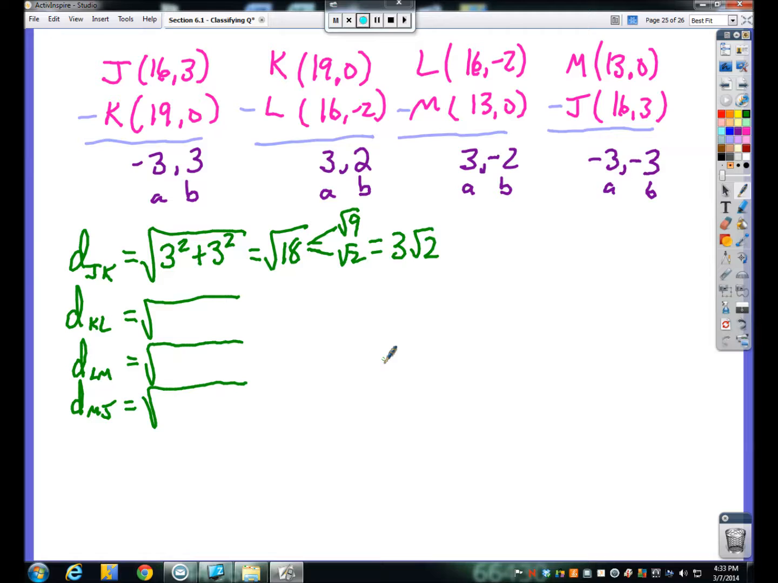Now, do you have to simplify? I guess not really. So you could just leave it as the square root of 18 and call it a day with that. I don't think it's going to hurt to leave things unsimplified by any means.